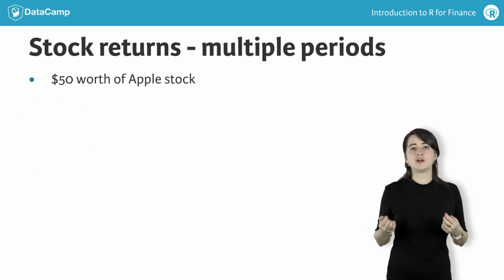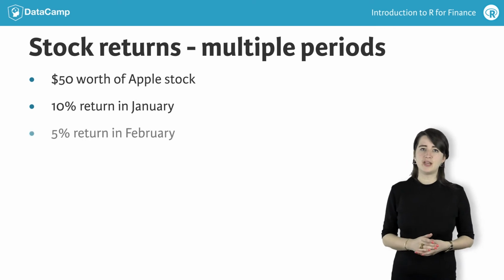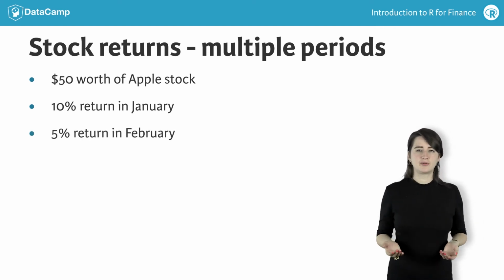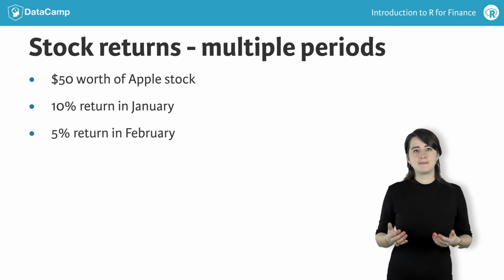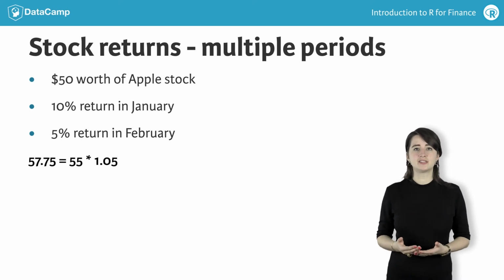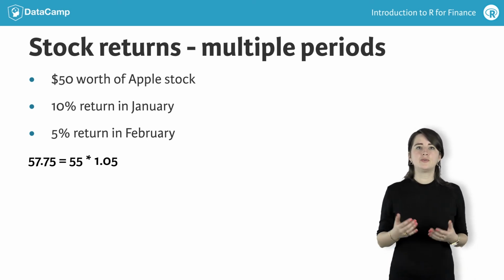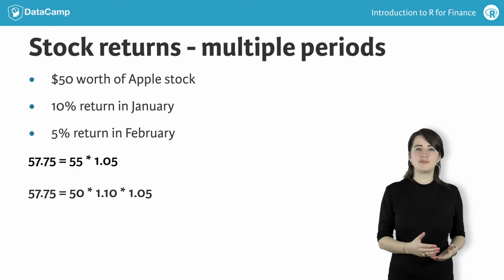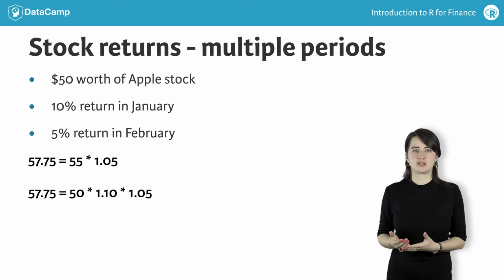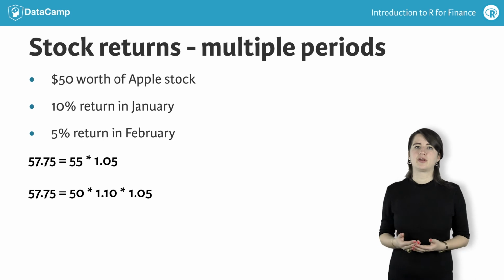For example, if you also earned an extra 5% in February, how much money would you have at the end of February? Simple. Take the amount at the end of January, $55, and multiply this by the return multiplier, corresponding to 5%, 1.05. But wait, if you write this math another way, you can see that this is nothing more than the original $50 times the multiplier for January times the multiplier for February.